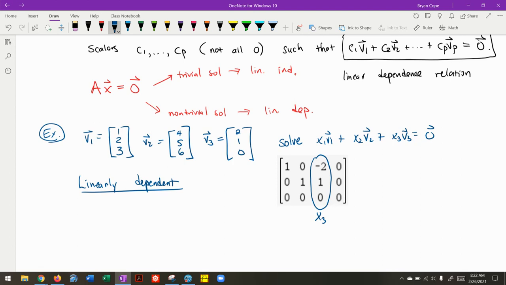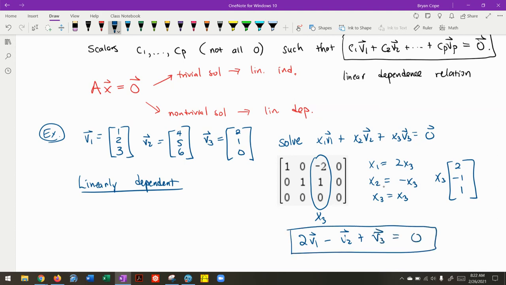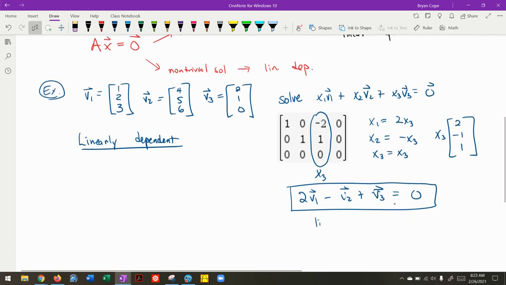So from that, now let's write a linear dependence relation. Let's actually state how the vectors relate to each other. So we know that x1 equals 2x3, x2 equals negative x3, and x3 equals x3. Or written in parametric vector form, that's x3 times 2, negative 1, 1. So this means that 2, negative 1, 1, or any scalar multiple of 2, negative 1, 1, is a solution to our original vector equation. So I could write 2v1 minus v2 plus v3 equals 0. This is one of the infinitely many linear dependence relations.